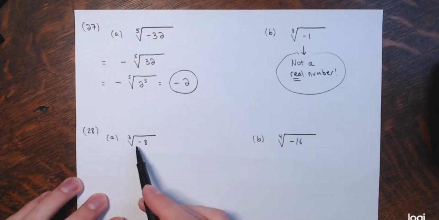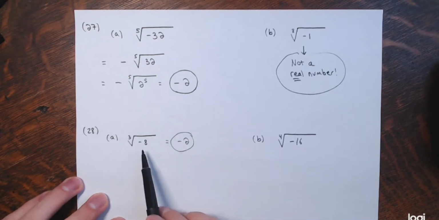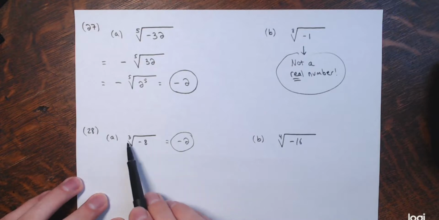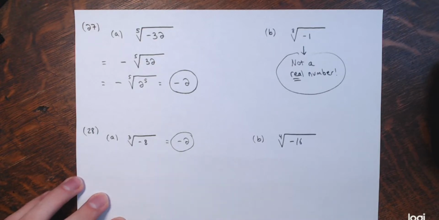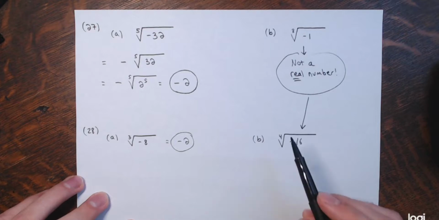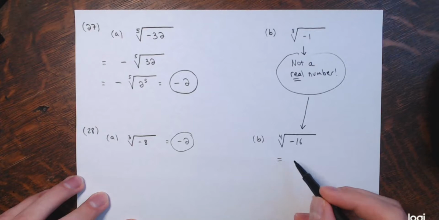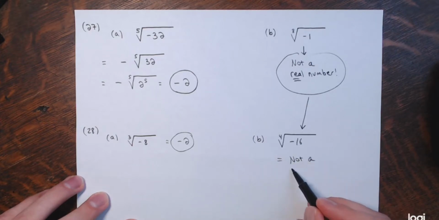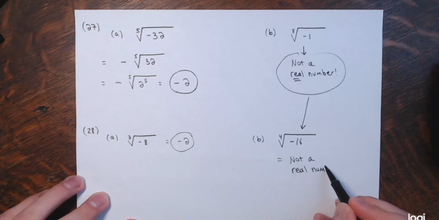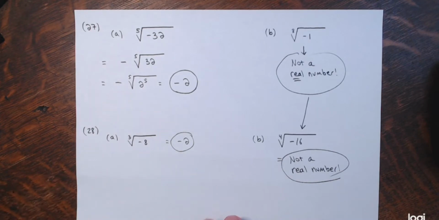Number 28, part A, cube root of negative 8, oh, this is negative 2. Also, right, negative 2 to the third power is negative 8. This one was real simple. And then part B, another even root of a negative radicand. So once again, this fourth root of negative 16 is not real. Not a real number. Very easy. Right. Cool. All right.